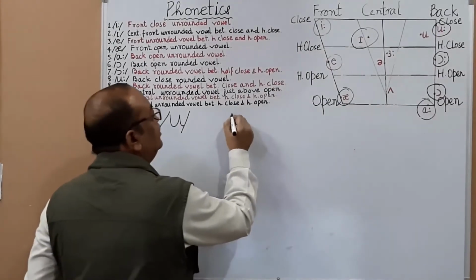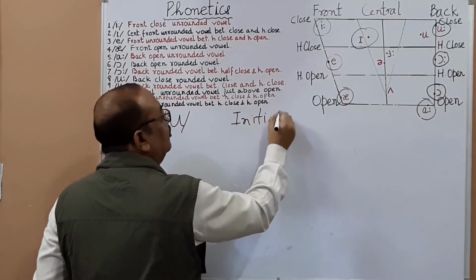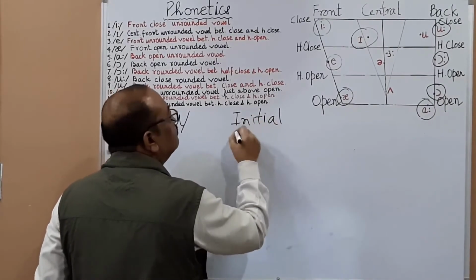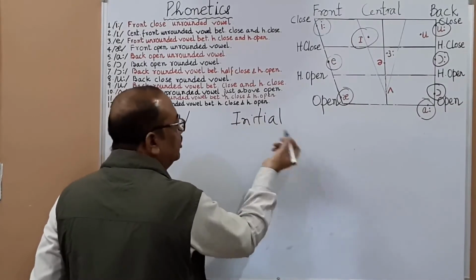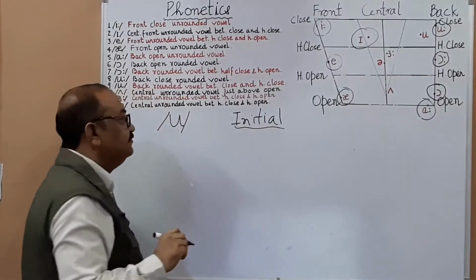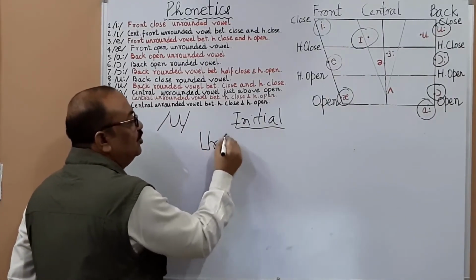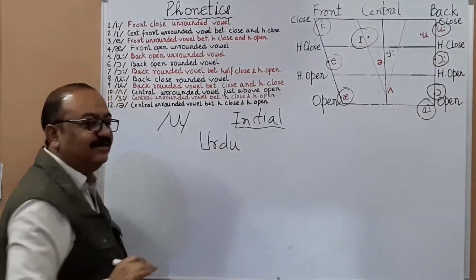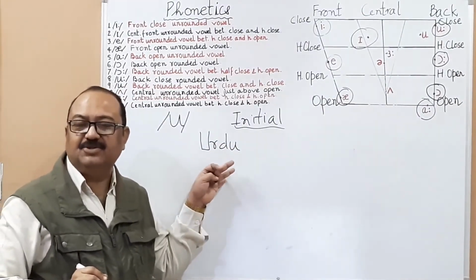So let's discuss initially. Again, the same is the case with this also. Initially also you do not find words with it. It is very, very difficult to find. Now I think of the first word which occurs to my mind is Urdu. In this word you have the short sound.